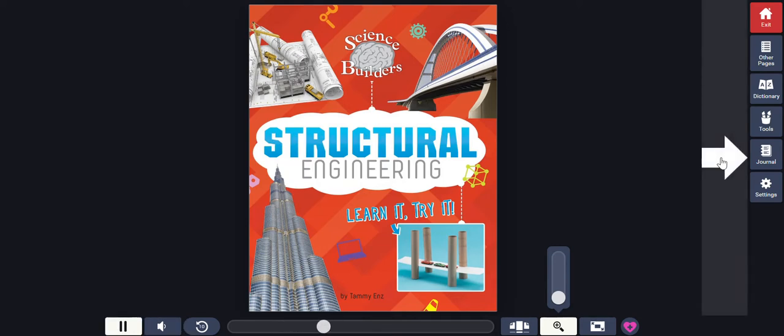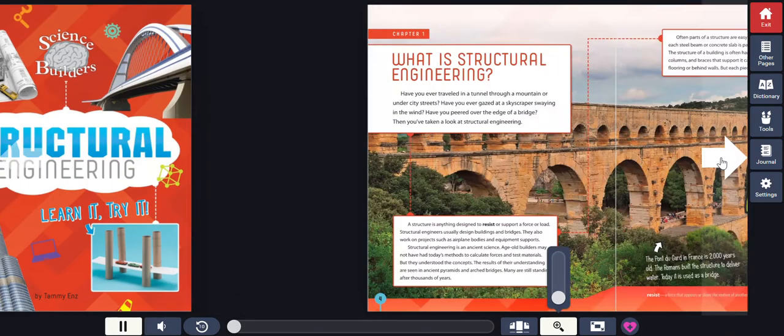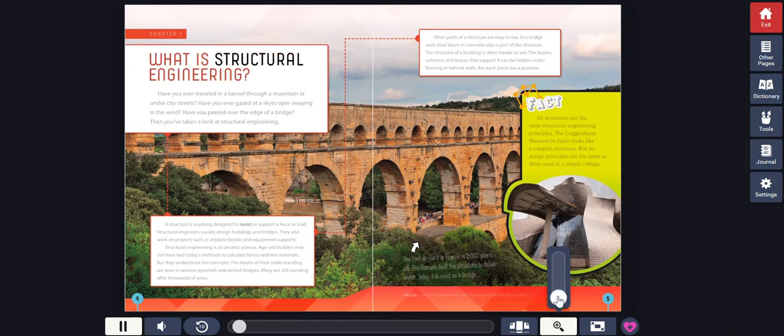Structural Engineering. Learn it, try it. By Tammy Enns. Chapter 1. What is structural engineering?